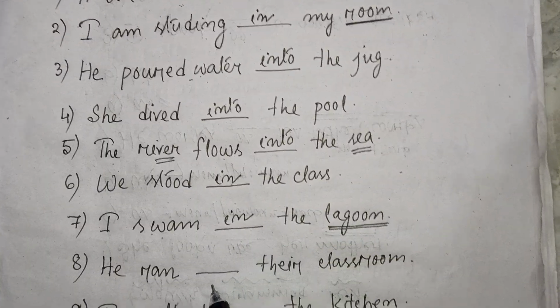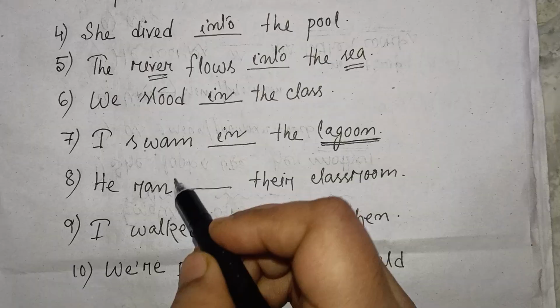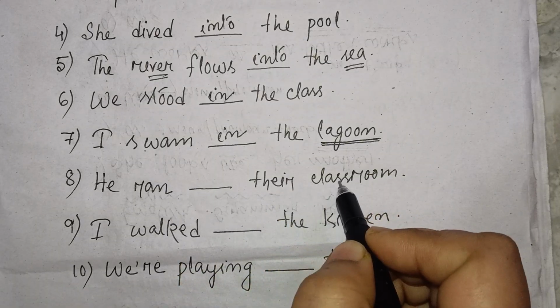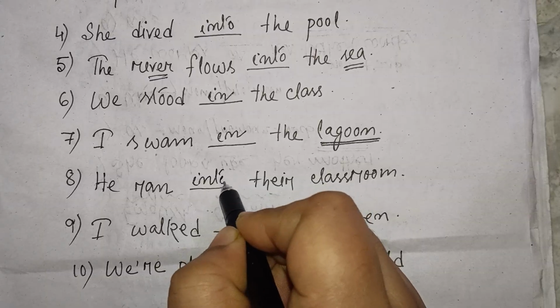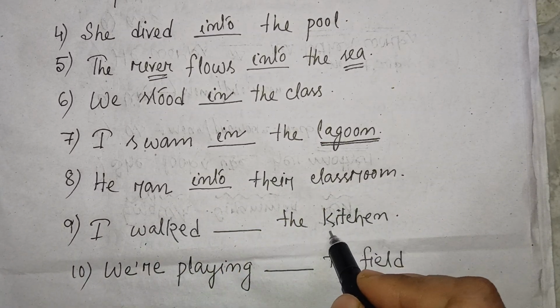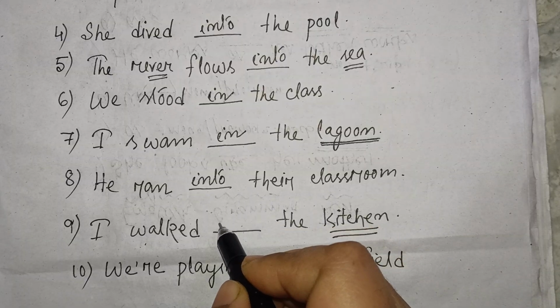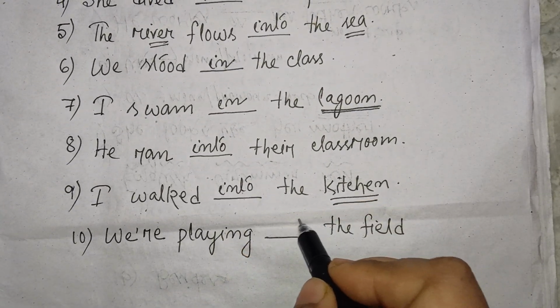So the next one is, he ran dash the classroom. So he is running where? From one place to another, into the classroom. So he ran into the classroom. I walked dash the kitchen. He is walking from somewhere to the kitchen. So it is moving from one place to another. It is into. And the last one is for you.